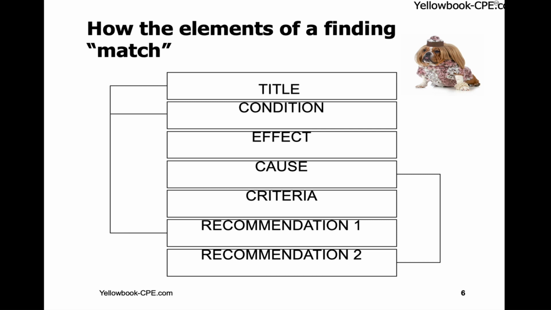The condition answers the question, what's going on here? What's the problem? The effect sells the finding and makes people care about what they're reading. The cause answers the question, why or how did this condition occur? The criteria refers to an authoritative document, like a law, regulation, contract, or grant agreement, where it's clearly spelled out, we hope, that this condition is not acceptable.